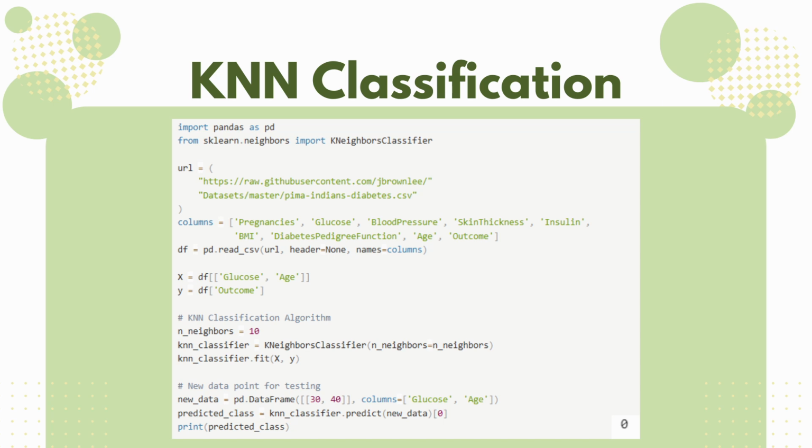For classification, the steps are almost identical. However, the target must be categorical. In this dataset, we want to predict diabetes using glucose and age. The main difference is instead of using KNeighborsRegressor, we use KNeighborsClassifier. The class label is 0, meaning it predicts no diabetes given the test data.